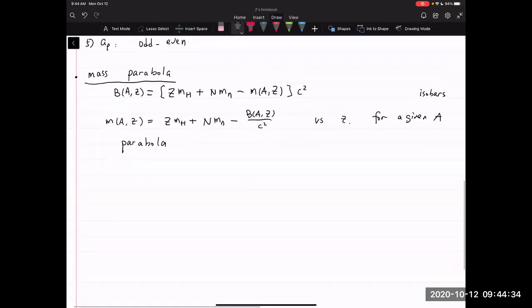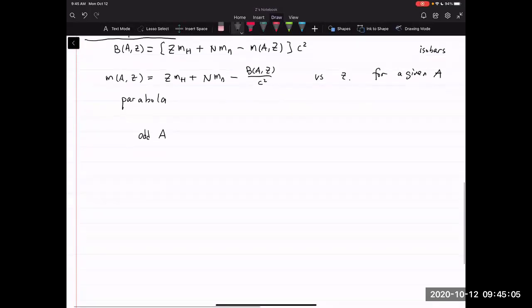And well, this parabola depends on the odd-even number. So if A is an odd number, let's draw this. If A is an odd number, then N and Z must be even and odd. One of them must be even, the other must be odd, so that they add up together to be the odd number A. In this case, we don't need any corrections. So without the correction term, this is easy. We can draw this mass as a function of Z.